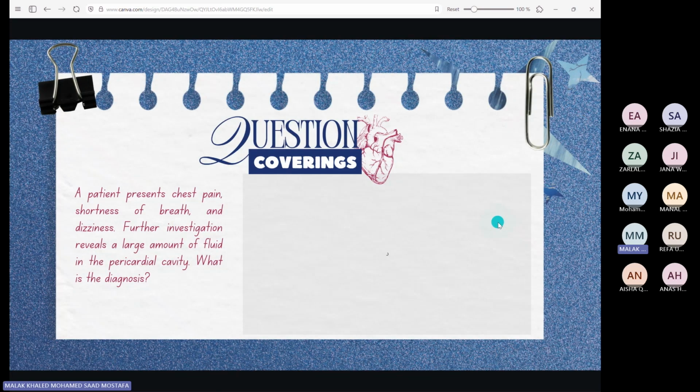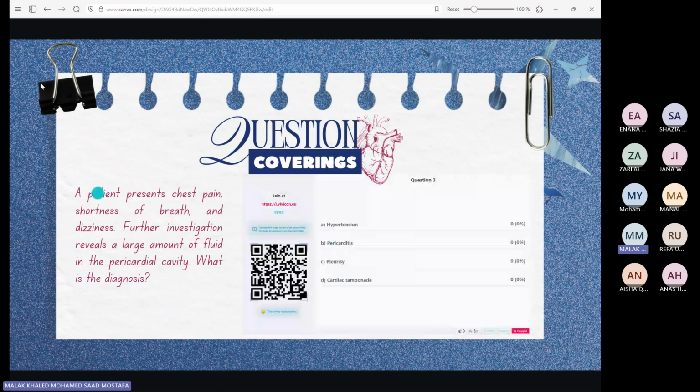Then we have another question where a patient presents with chest pain, shortness of breath, and dizziness. Further investigation reveals a large amount of fluid in the pericardial cavity. What is your diagnosis? We have hypertension, pericarditis, pleurisy, and cardiac tamponade. Okay. Yes, okay. So cardiac tamponade is correct. And we'll see the difference between cardiac tamponade and pericarditis now.